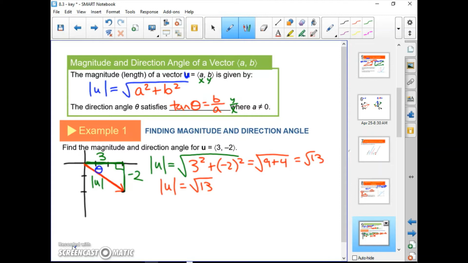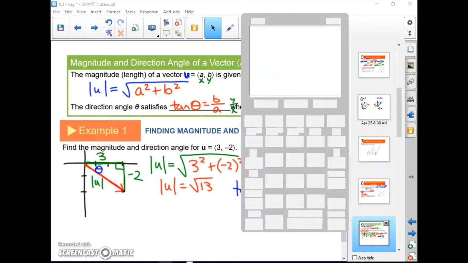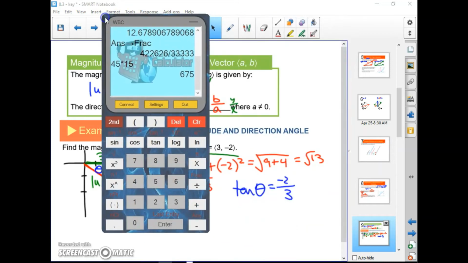We can pretty easily, using SOHCAHTOA, find that angle theta right there. We know tangent theta equals y over x. So we've got tangent theta equals negative 2/3, and in order to solve that, we're going to do an inverse tangent and use our calculator. Inverse tangent of negative 2/3 gives us kind of a weird result, negative 33.7.